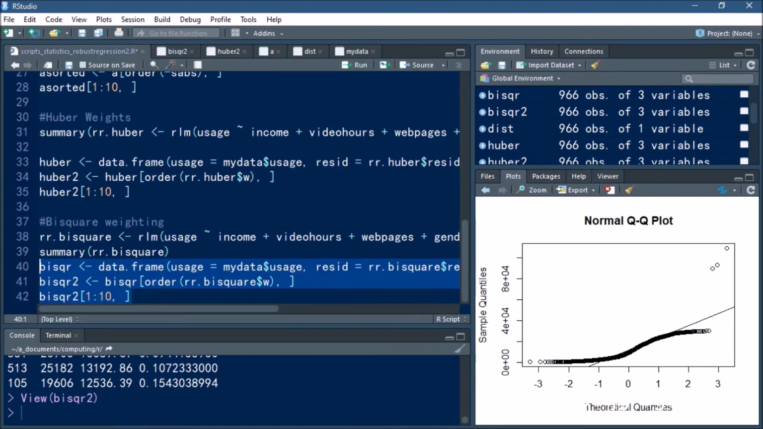So in this tutorial, you've learned what a robust regression is and how we can apply a robust regression to solve the problem of having outliers in our model and adjusting the weights to make sure that we can get more standardized readings from our regression analysis.